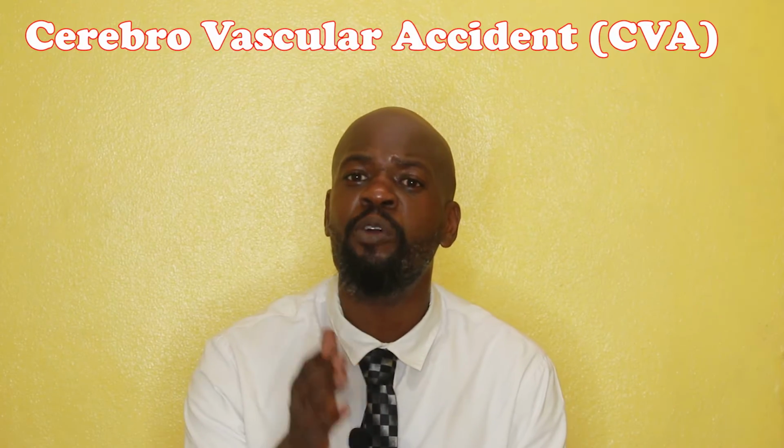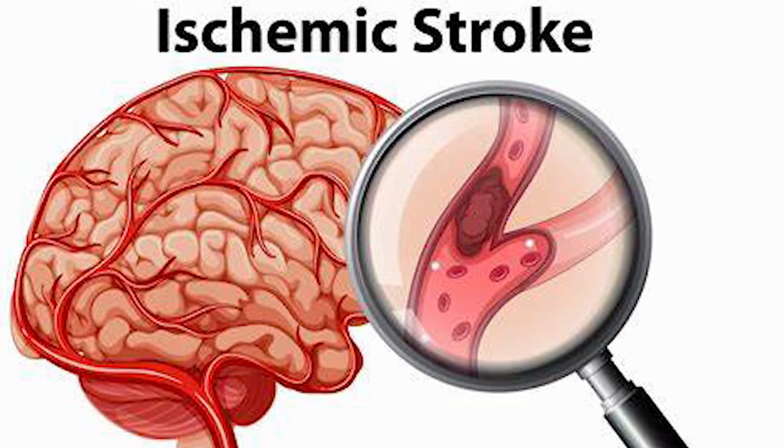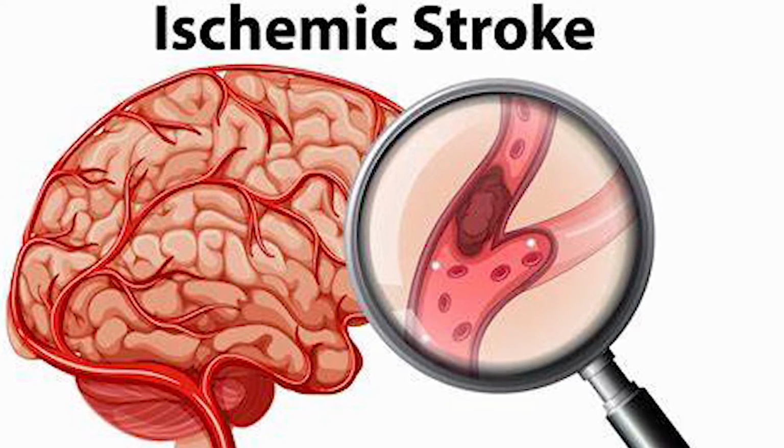Now let's talk about stroke, also known as cerebrovascular accident. This can be caused by the interruption of blood flow within an area of the brain, which can result in the loss of brain function. There are 2 types of stroke, ischemic and hemorrhagic. Let's talk about ischemic first. This is the most common, accounting for 87% of strokes. This can be caused by a thrombus or an embolus. Symptoms can vary from nothing at all to complete paralysis.